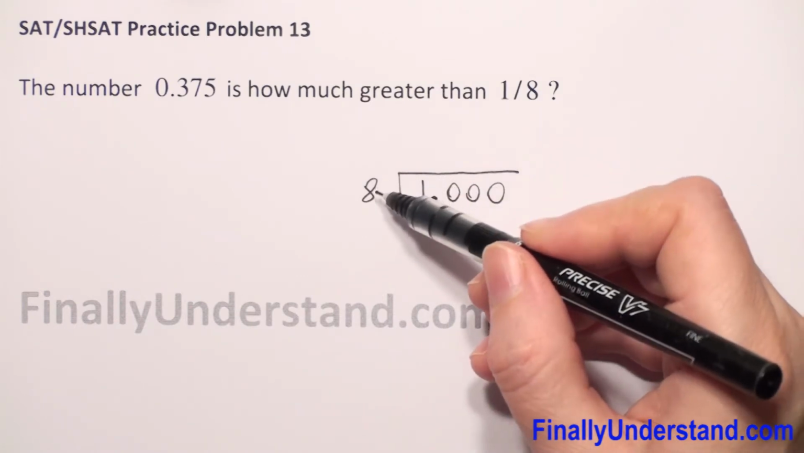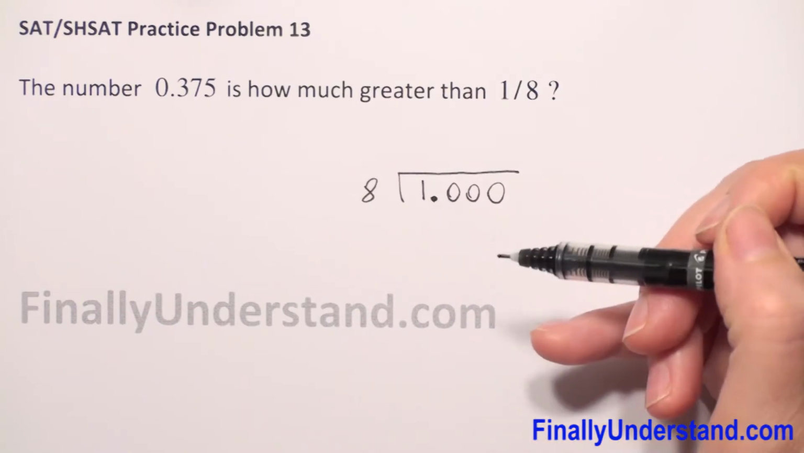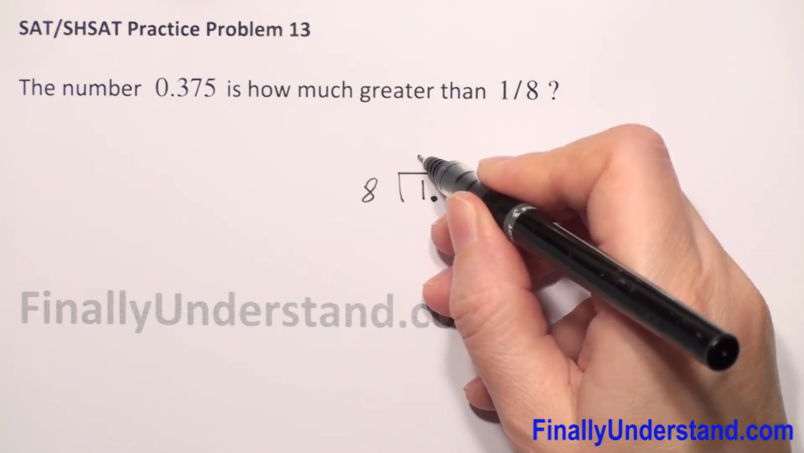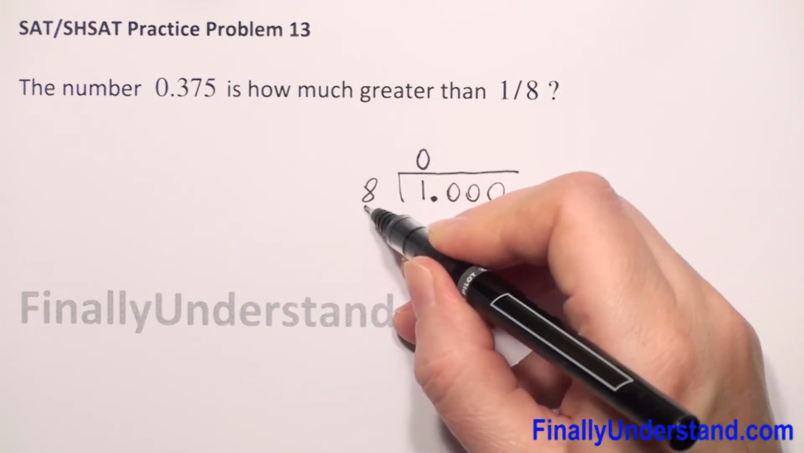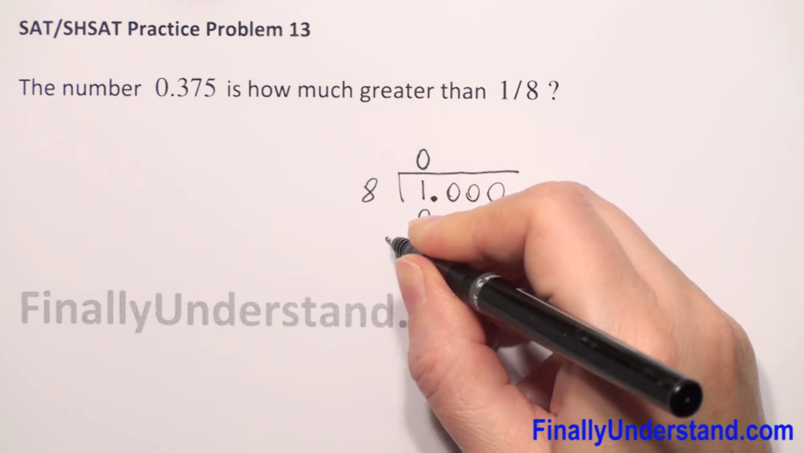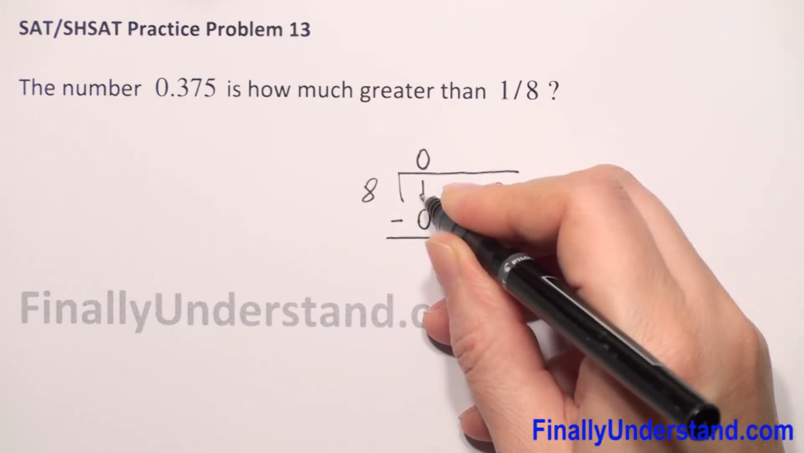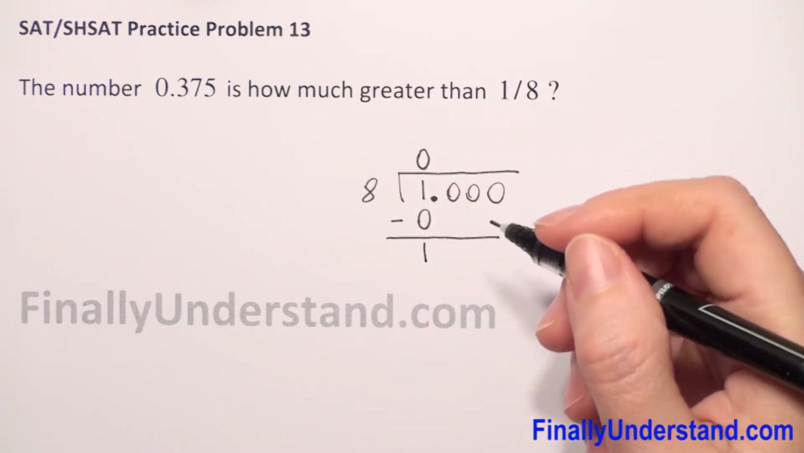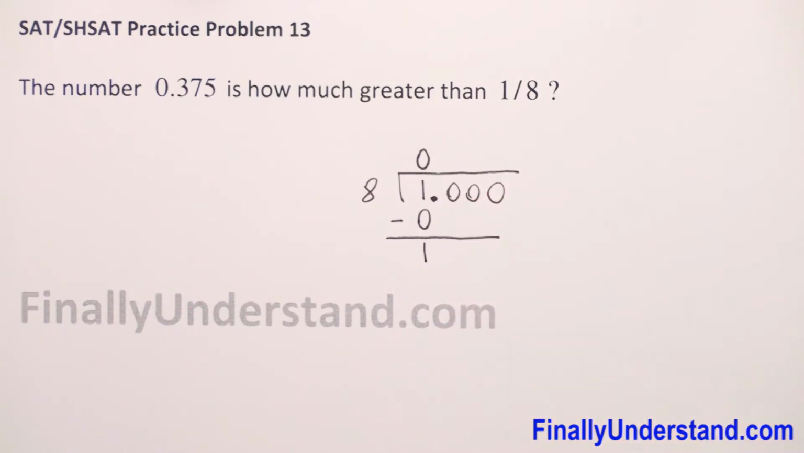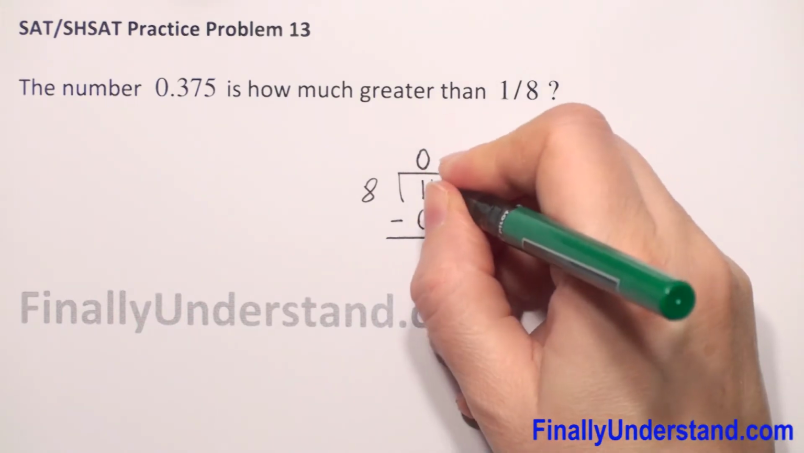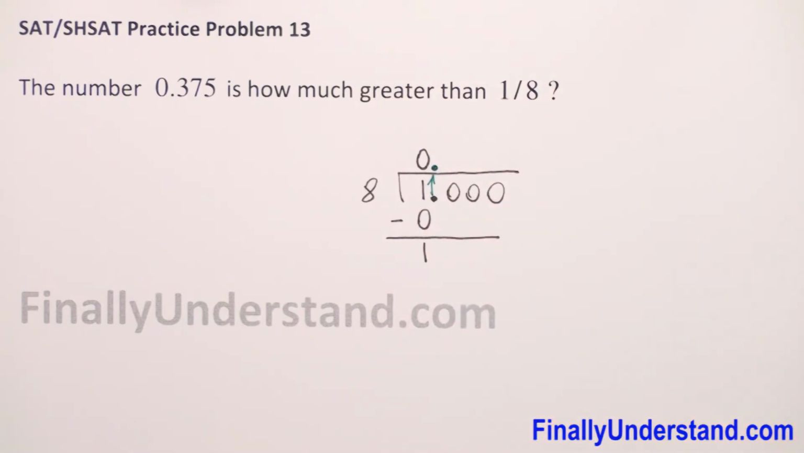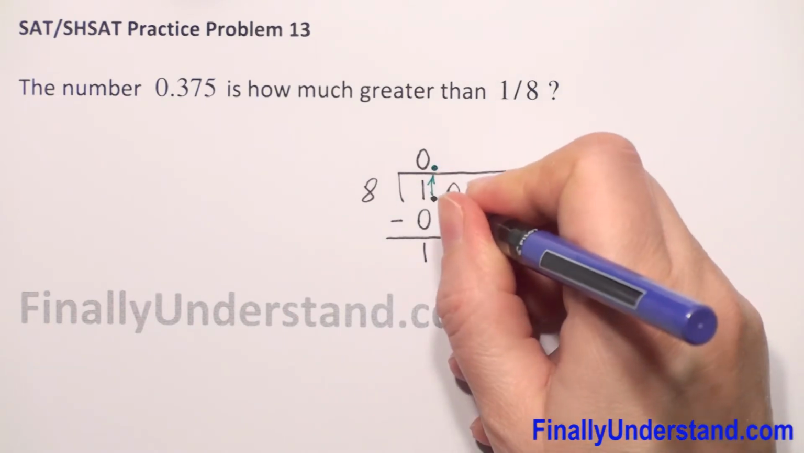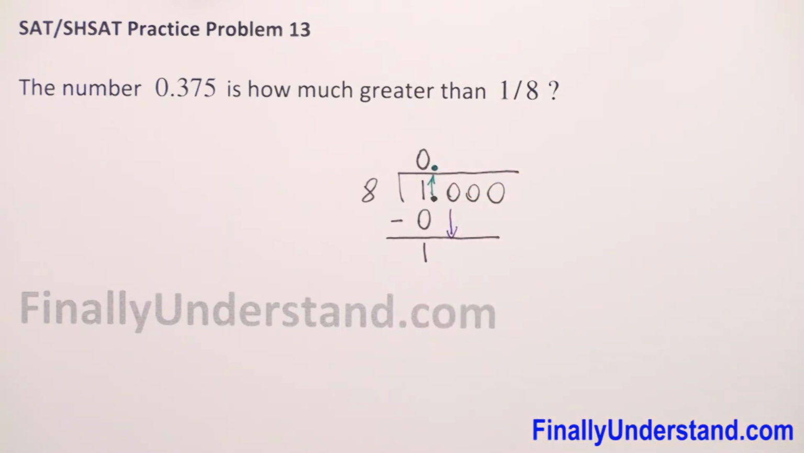Like I said, when we have to put 8 into 1, we cannot do it. So we write 0 on the top, and now we have to do multiplication. 0 times 8 is 0. Next, we have to do subtraction. 1 minus 0 is 1. What will we do next? We bring up the decimal point. This is our decimal point. And we take down the next digit, 0. So we have now 10.